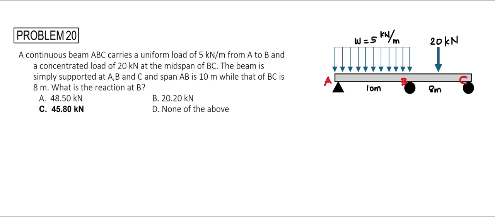In this problem, we are given a continuous beam ABC which carries a uniform load of 5 kN per meter from A to B and a concentrated load of 20 kN at the midspan of BC. The beam is simply supported at A, B, and C, and span AB is 10 meters while that of BC is 8 meters. We are tasked to calculate the reaction at B.